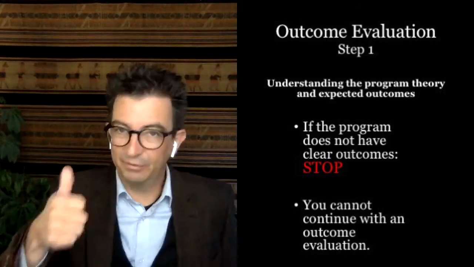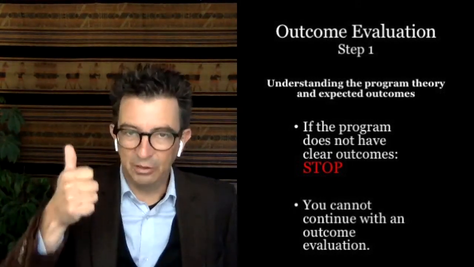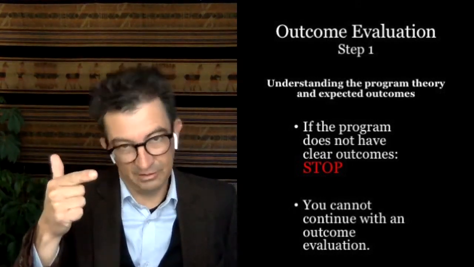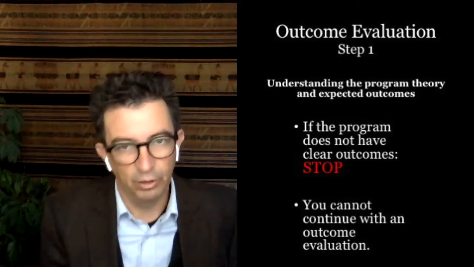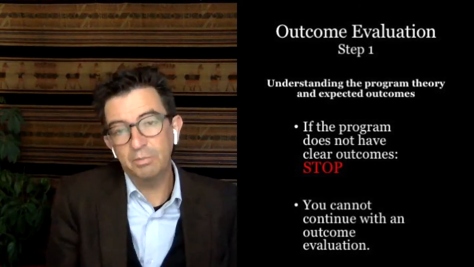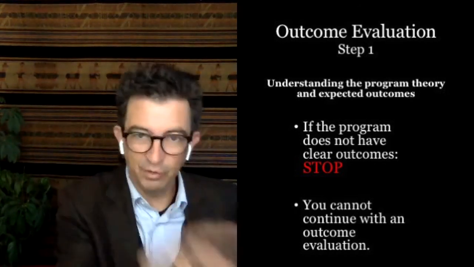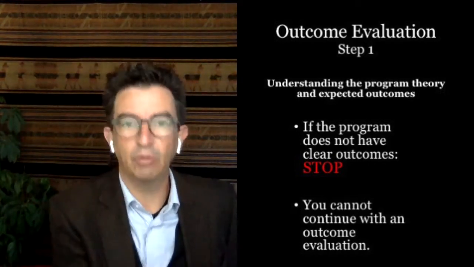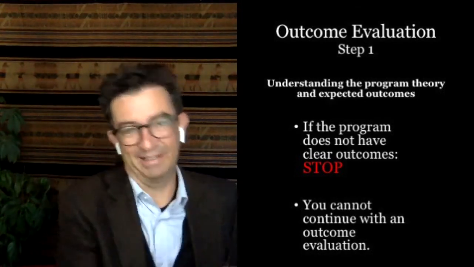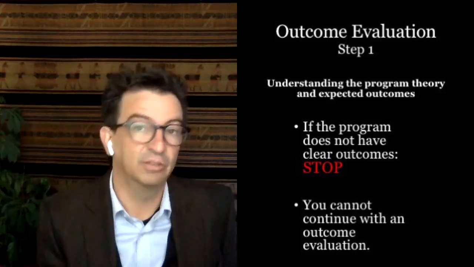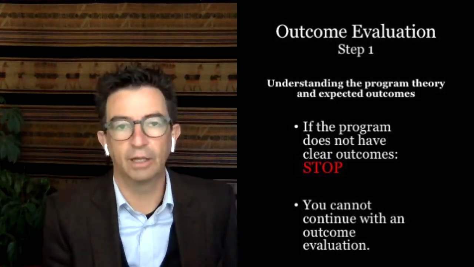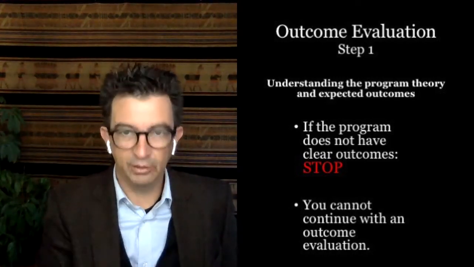So if you don't have good program theory with very clear outcomes and outcome measures, then you're done with step 1. And your work may be to just focus on what the people want their outcomes to be, right? Go back to the planning stage as a part of a process evaluation, that could be, but you cannot conduct an outcome evaluation without clear outcomes or outcome measures.